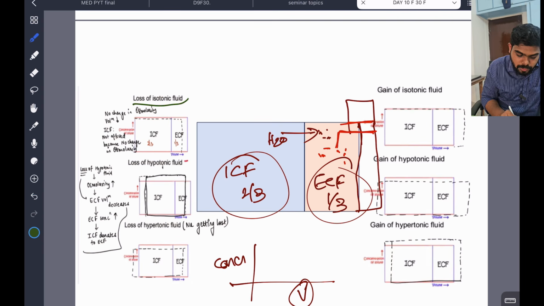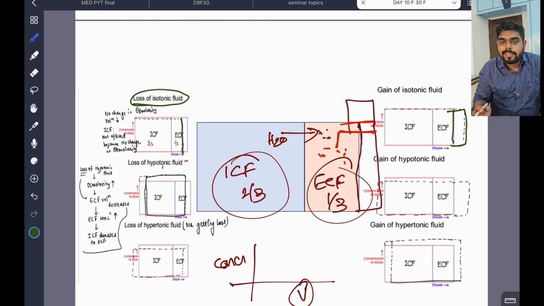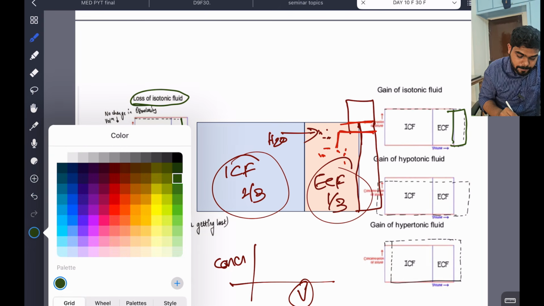Loss of isotonic fluid. Isotonic, so nothing will happen. The graph will shrink in volume. That's all. Clear? Gain of isotonic fluid: volume just shifted forward. No osmolarity changes because isotonic. Same osmolarity. Clear? That is clear. Next, we are going to see the next one.